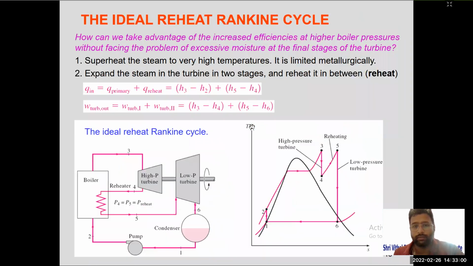Okay, right. Now, as I discussed previously, the reheat cycle. So ideal reheat Rankine cycle. Actually this topic was eliminated in the previous syllabus, reheat and regeneration. But we'll cover it because it is very important, because most power plants nowadays generally involve reheating the steam. So how can we take the advantages of increased efficiency at higher boiler pressures without facing the problem of excessive moisture at the final stages of the turbine?